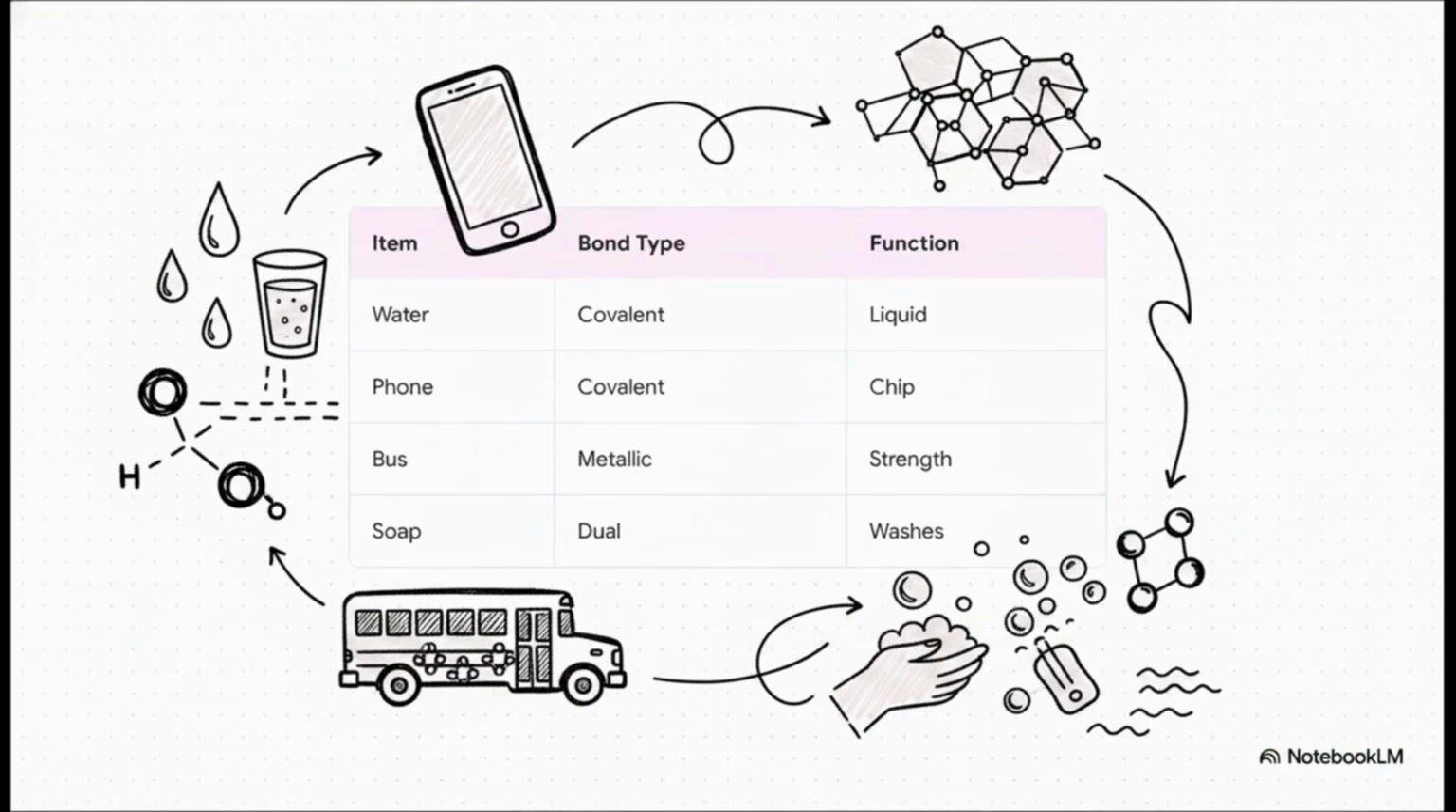The water you drink relies on covalent and hydrogen bonds to stay liquid at room temperature. That smartphone in your hand uses covalent bonds in its silicon chips. The heavy steel chassis of a school bus relies on metallic bonds for its immense strength. Even the DNA unzipping in your cells uses hydrogen bonds, and everyday soap uses hydrophilic and hydrophobic properties to wash away grease. Basically, everything relies on a very specific type of atomic partnership to actually function.